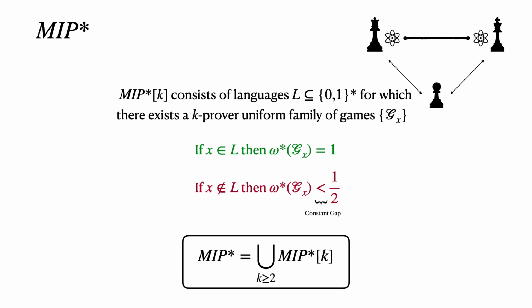MIP star K is the set of languages L for which there exists a K-prover family of games Gx, one for each string x, such that two conditions are satisfied. The completeness condition states that if x is in the language, then the value of the associated game Gx must be 1, and the soundness condition states that if x is not in the language, then the value of the game Gx must be less than half. Then MIP star is going to be the union over MIP star K for all K.